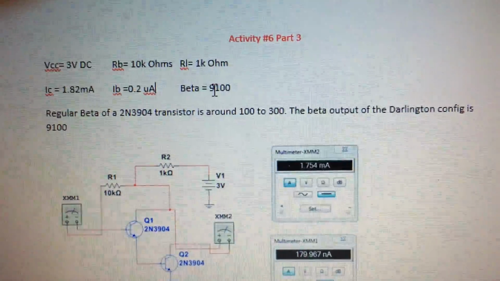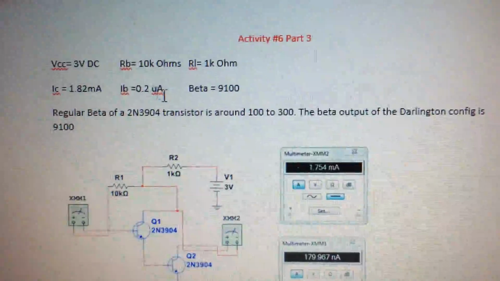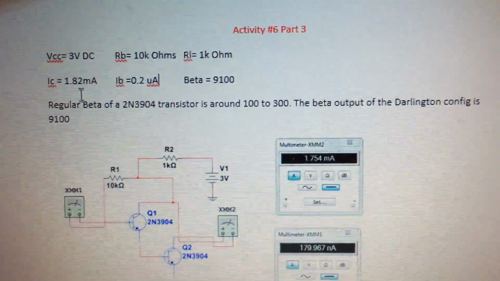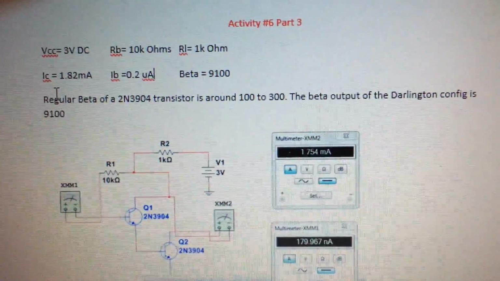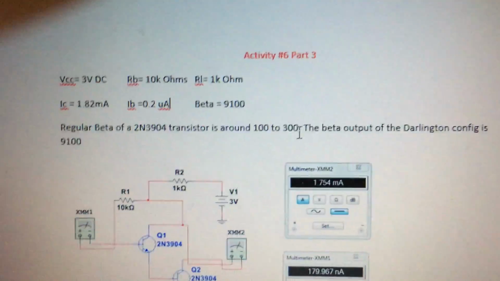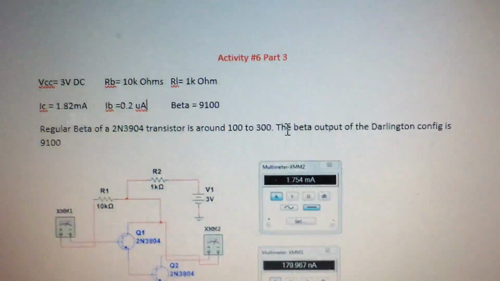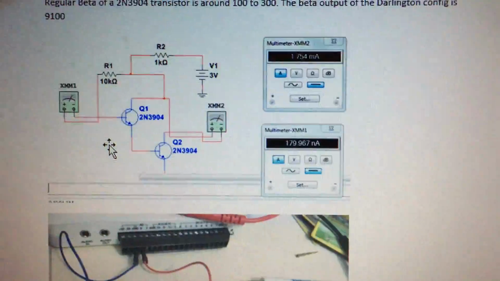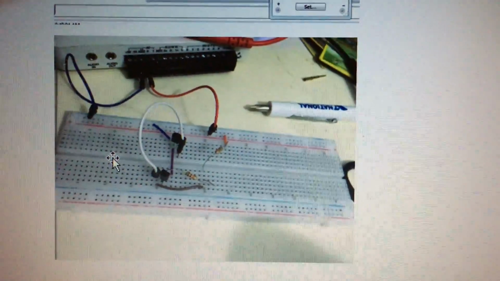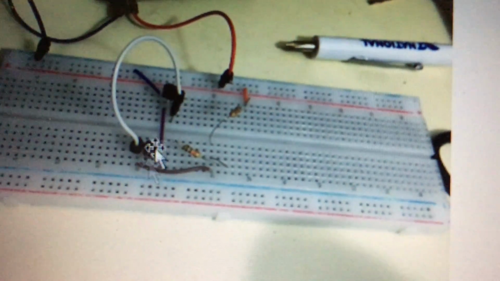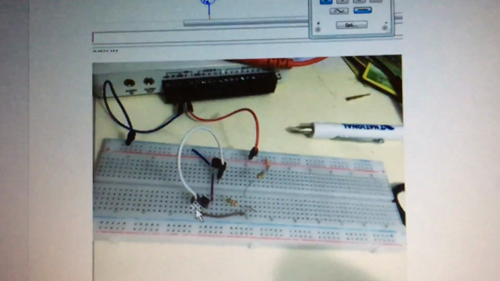So the beta came out to be a very large value, 9100, due to the big change from this very small value to a much bigger value. The regular beta of the 2N3904 transistor, which was used for all the experiments, is around 100 to 300. But here, the beta of the Darlington configuration is 9100, which is very high compared to the regular value. And here is the circuit. Here's the first transistor. There's a second transistor, and they are both connected right there.